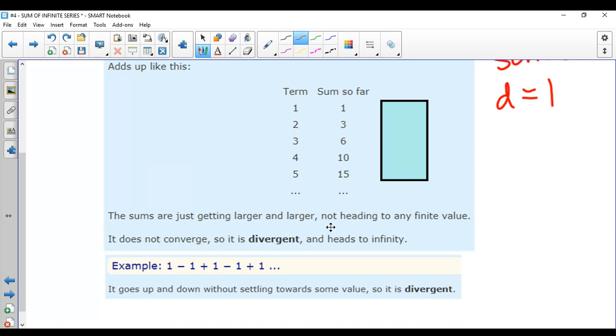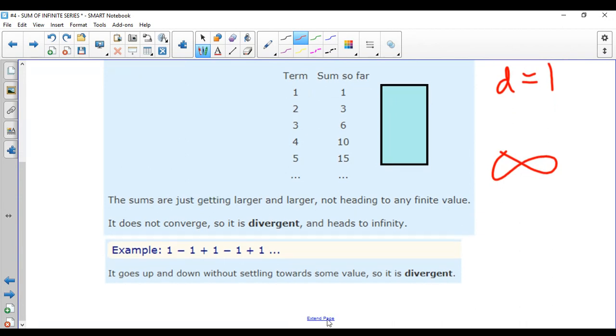They're not heading to any finite value, because if you look at the terms themselves, they are also just getting larger and larger. I got 6, then I'm going to add 7, then I'm going to add 8. So in this case, this arithmetic series would just head towards infinity. That's what it would add up to, and therefore we would say that it's divergent.